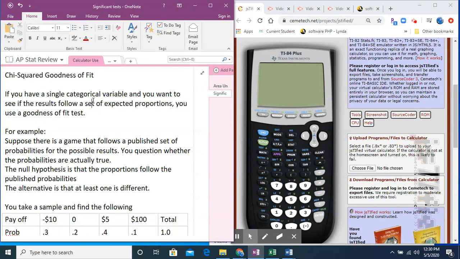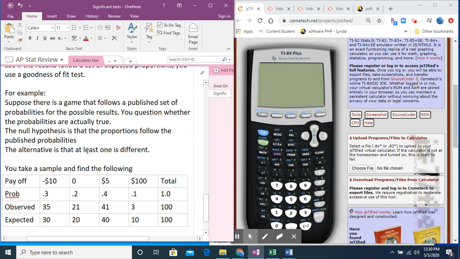Okay, so an example of that would be, let's say that we have a game. There's a game that follows a published set of probabilities for the possible results. You question whether the probabilities are actually true. The null hypothesis is that the proportions follow the published probabilities. The alternative is that at least one is different.